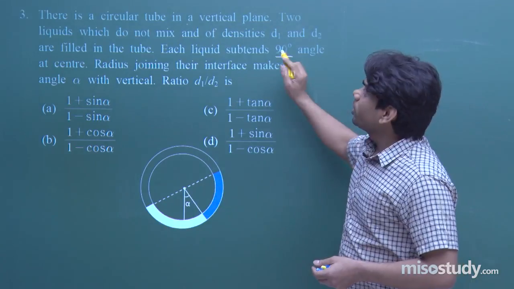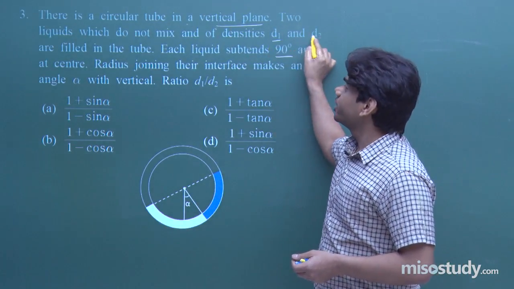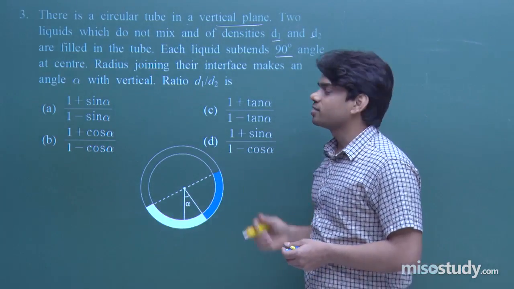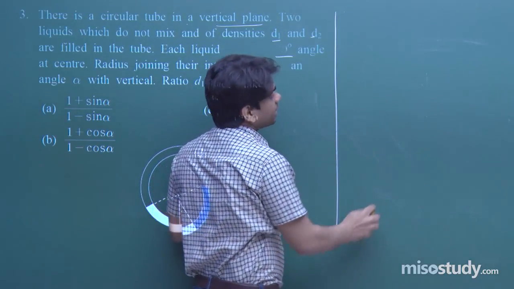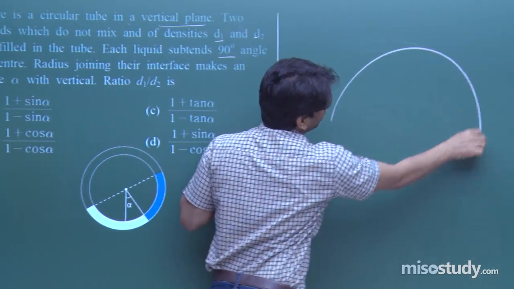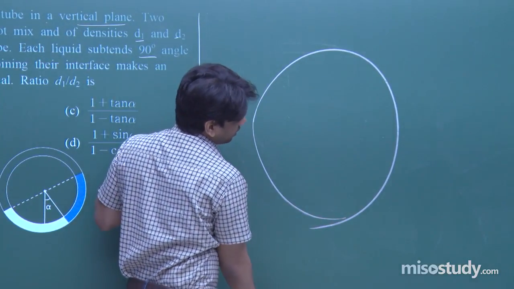There is a circular tube in a vertical plane. Two liquids that do not mix and of densities d1 and d2 are filled in the tube. Each liquid subtends 90 degrees. Now let's go ahead and do it here. Let me show you the entire scenario. This is the tube and I am drawing a larger cross section for your better and clear understanding.